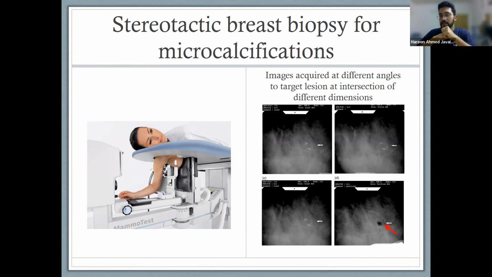Usually when you have a palpable mass, you would go with ultrasound. If you don't have a palpable mass, only microcalcifications, you would go with mammogram first, then later on you can go with MRI, but again, you can't really see calcifications on MRI.